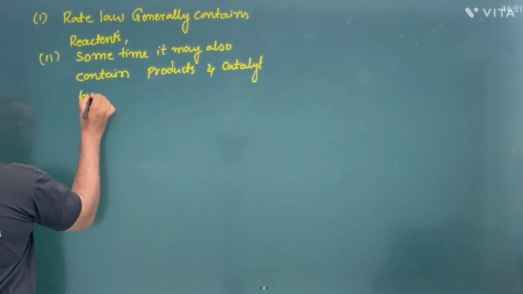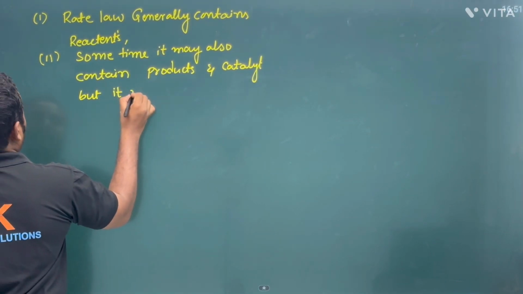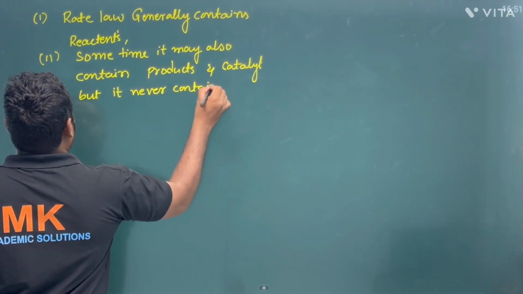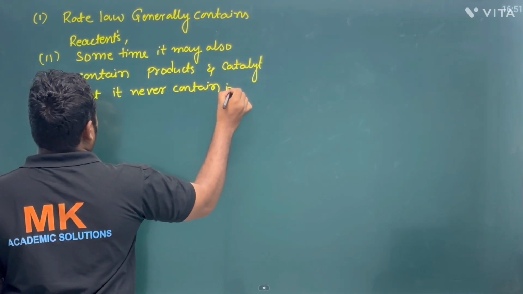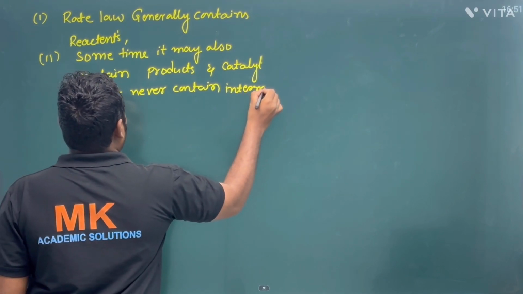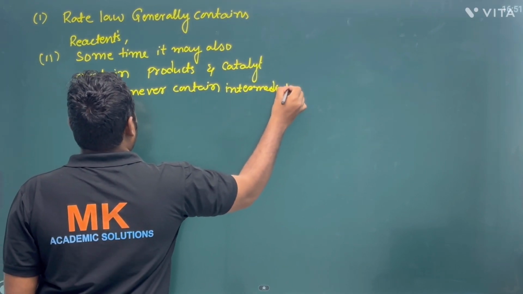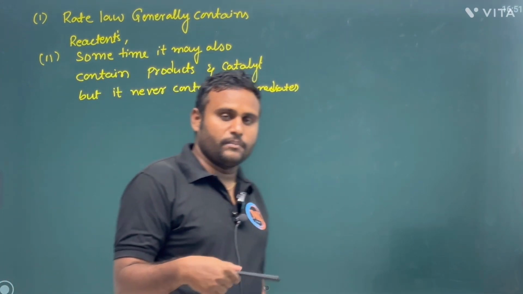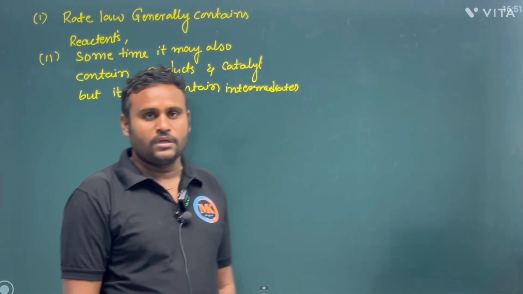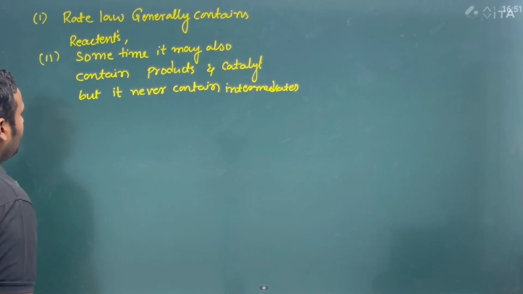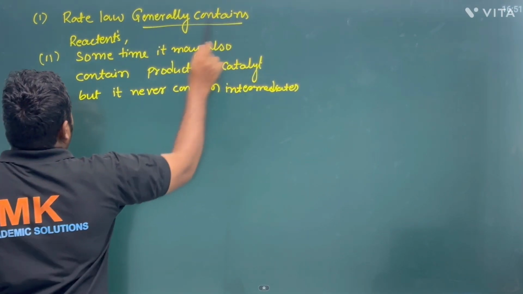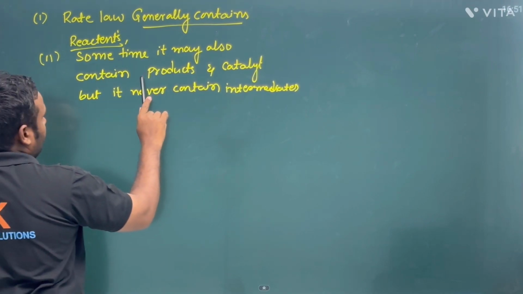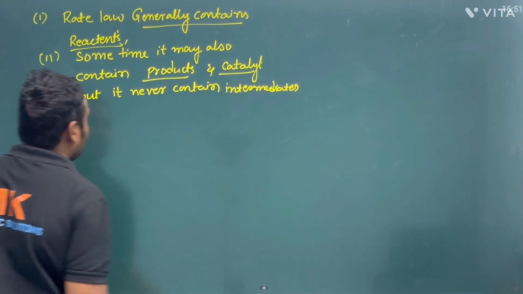but it never contains intermediates. So intermediates are not present in the rate law. Why? Because intermediates are produced in the middle of the reaction, and again they are consumed in the middle of the reaction. So generally reactants are present in the rate law, but what I am telling here is, sometimes products are also present, sometimes catalyst is also present.